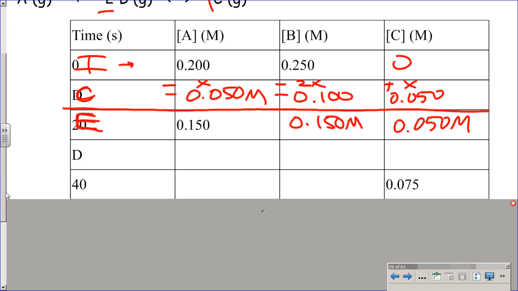What's the relevance of the rest of the chart? I'm going to show you. Okay. So we're going to do ICE again. But now I'm going to pretend that my reaction has met equilibrium, and then I make some sort of change. I don't know what the change is, but I'm making a change.